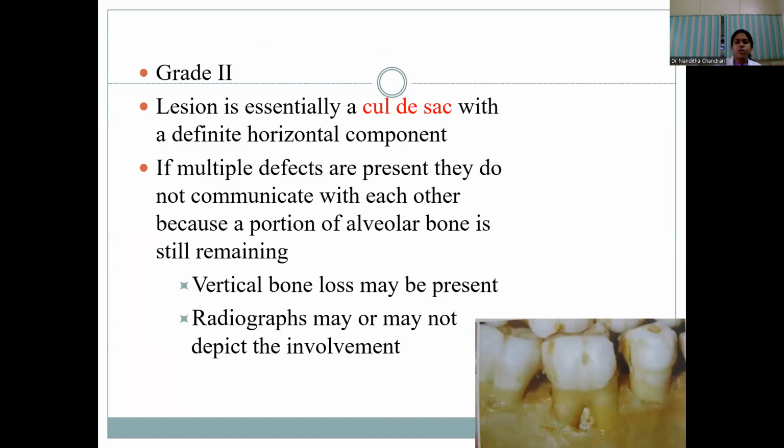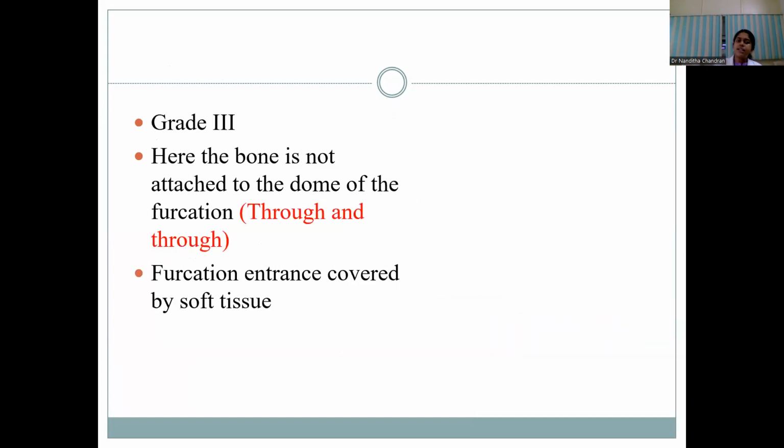Now, what is grade 2? Grade 2 is also called cul-de-sac. Cul-de-sac means a dead end. That is, we have bone loss on one aspect of the furcation, but it doesn't reach the other aspect, which is, bone loss is present only on one side. So in such a case, it may or may not be seen in the radiograph. After our scaling and root planing procedures, we reevaluate. If required, we can do a localized flap, place a bone graft and regenerate the lost bone in that area.